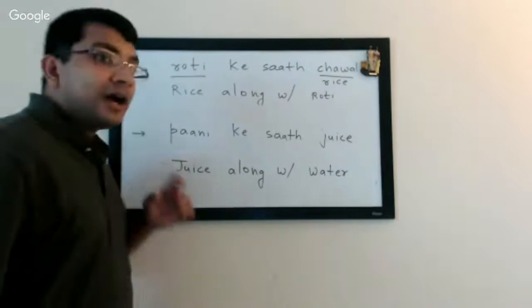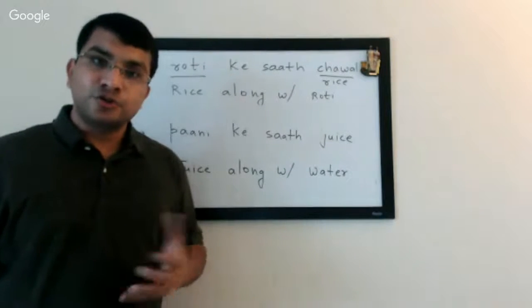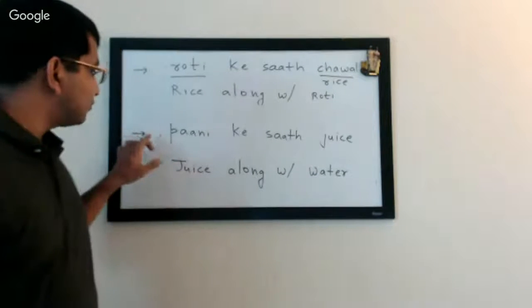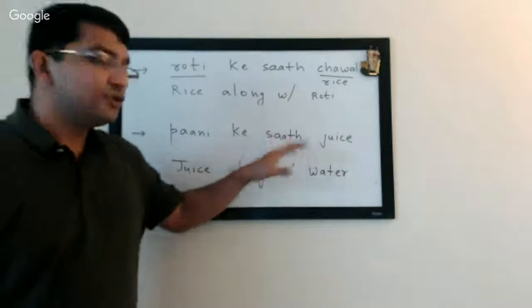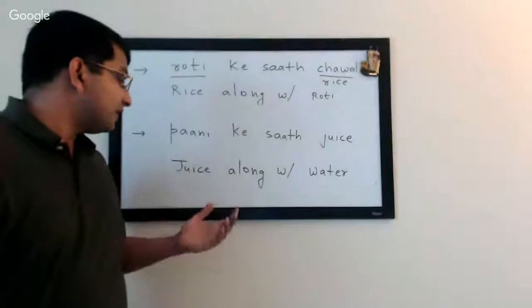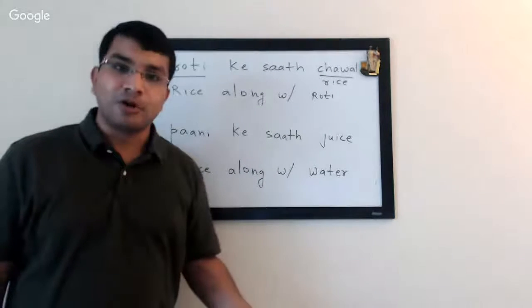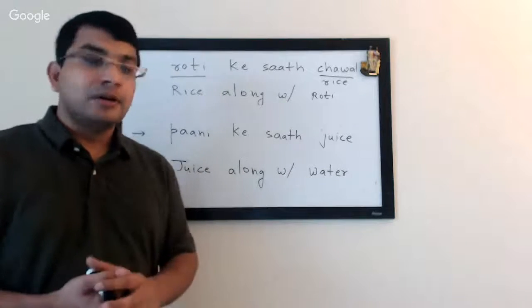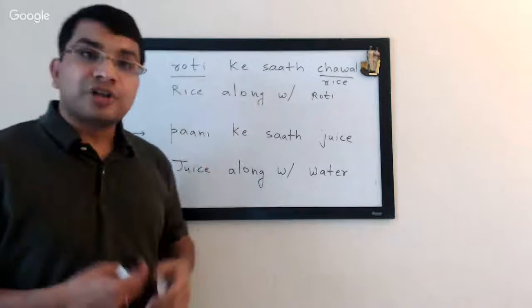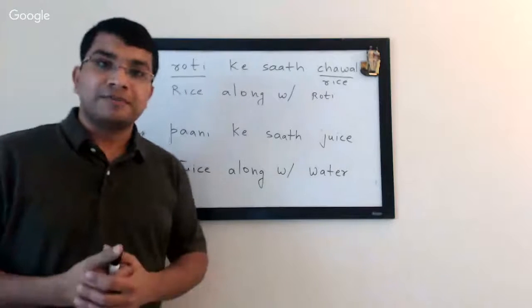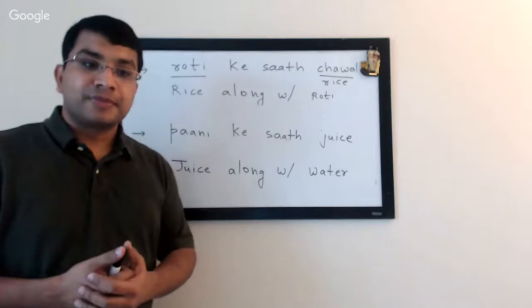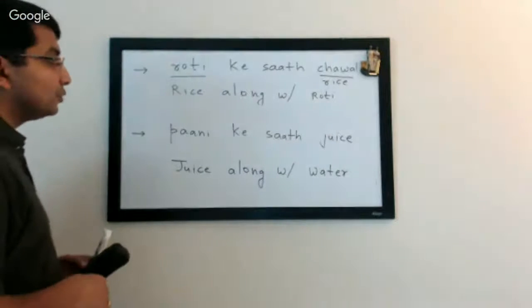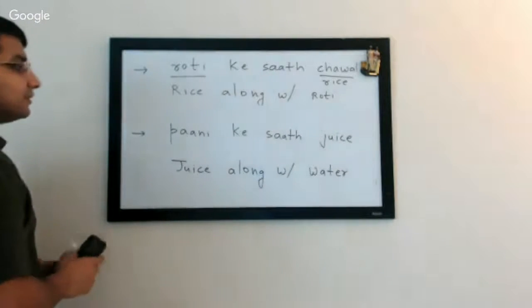So if I were to say, क्या आप पानी के साथ जूस पिएंगे? Will you drink a juice along with some water, right? Or if I were to ask you, क्या आप रोटी के साथ चावल खाएंगी? So will you have rice along with roti, right? So that's the basics of it. We'll do some more examples of it.